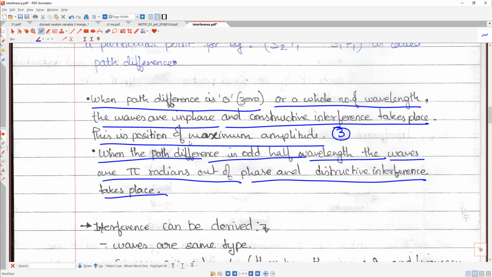You know pi radians means 180 degrees out of phase. So then the path difference is what? Odd half a wavelength. Odd half a wavelength means your path difference will always be something like 3 lambda divided by 2, 5 lambda divided by 2, 7 lambda divided by 2.